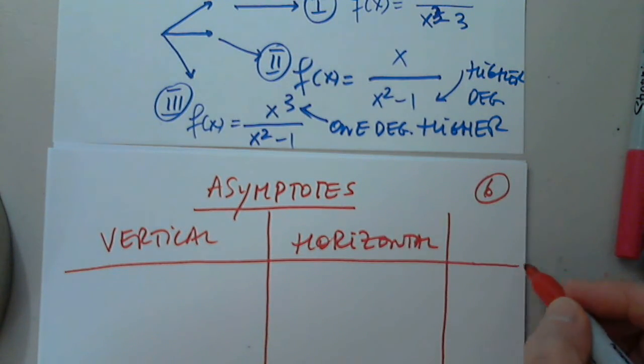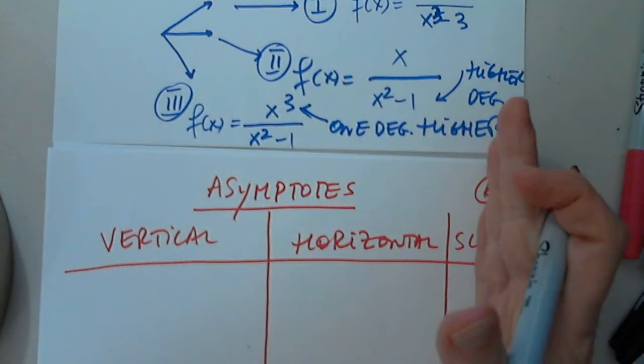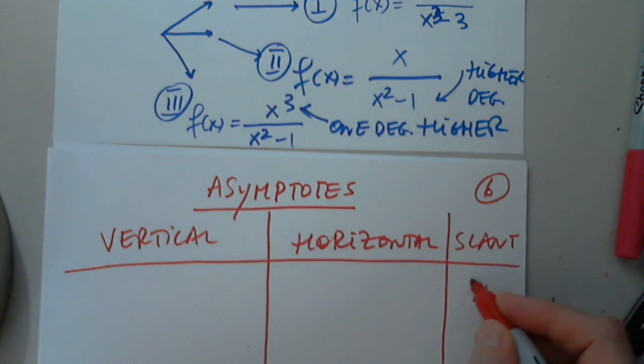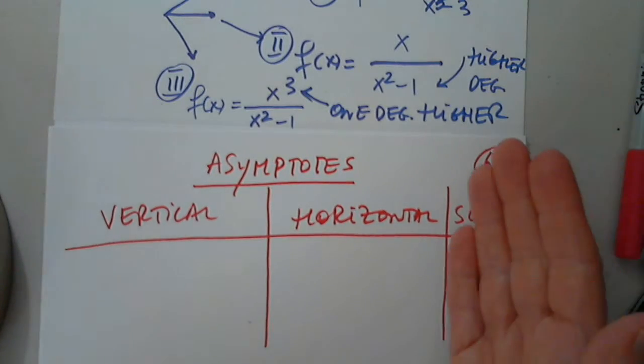Actually 3, and slant. This is typical to number 3 only. This is only number 3. I didn't want to talk about it right now, but I just want you to have all types in one spot. We're not going to talk about this right now.